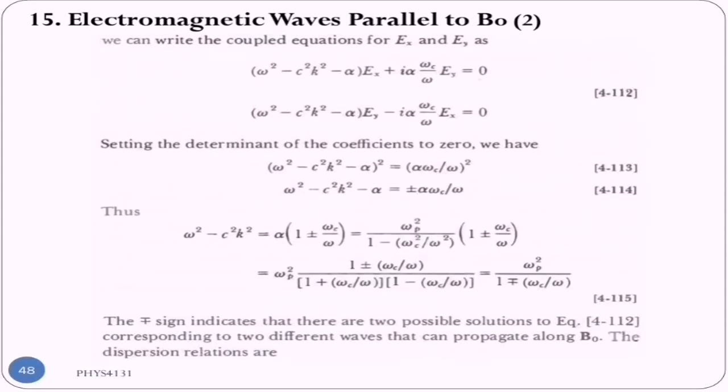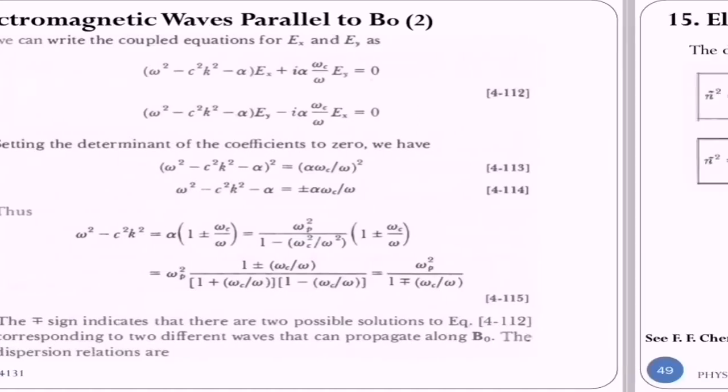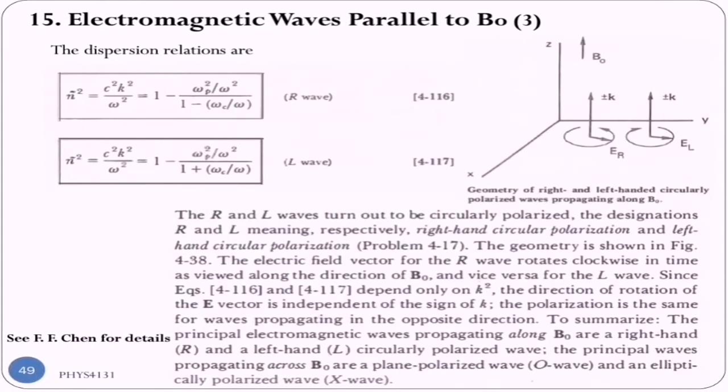The dispersion relations are given by n squared equal to c squared k squared over omega squared, which is equal to 1 minus omega_p squared over omega squared over (1 minus omega_c over omega). We call this the R wave. Similarly, we have n squared equal to c squared k squared over omega squared, which is equal to 1 minus omega_p squared over omega squared divided by (1 plus omega_c over omega). We call it the L wave.